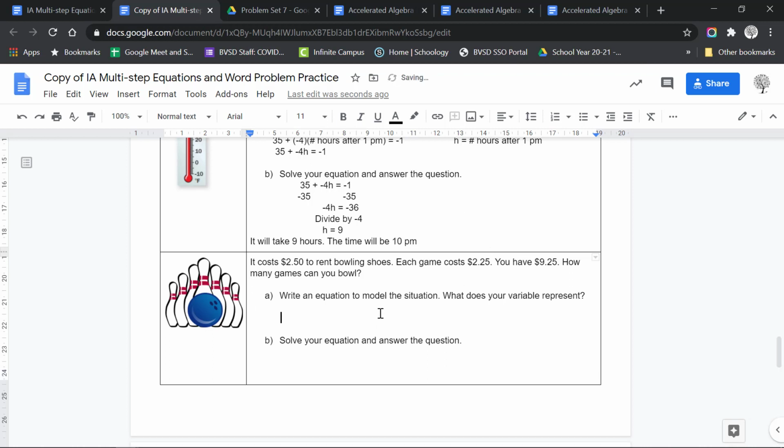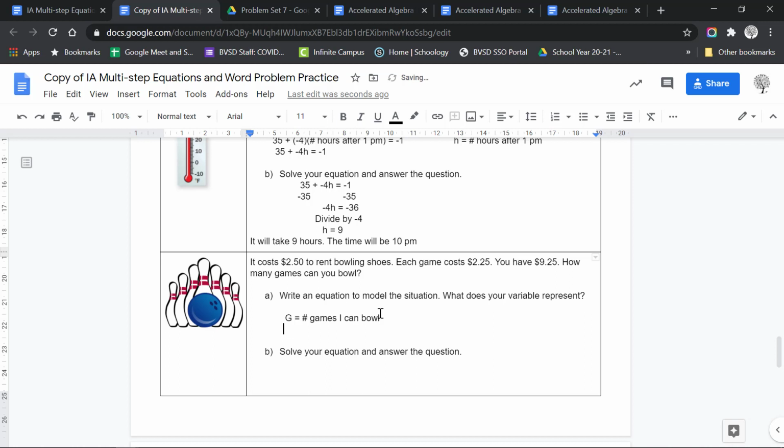So usually what you're trying to figure out is your variable. I'm going to say g is the number of games. And I know that I'm going to have to pay $2.25 for each game. And I'm also going to have to pay $2.50 for the shoes. And I only have $9.25 altogether. So now I'm going to go ahead and solve that equation.